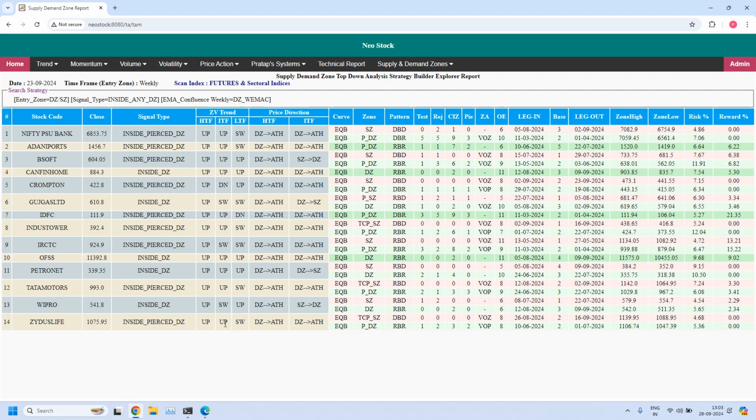uptrend or downtrend, but not in the sideways. Because these are demand zones, you should look for uptrend stocks. Whichever time frame you have selected, weekly time frame, that time frame will be treated as LTF. So if you want to look for weekly trend, you need to look at this LTF column. The stocks having uptrend, you need to select.